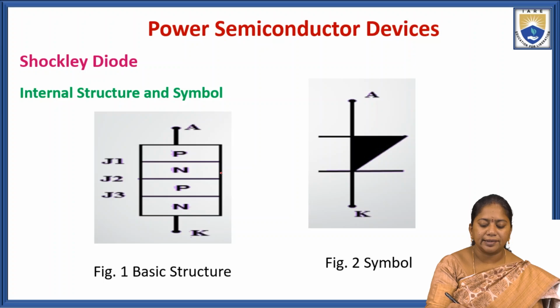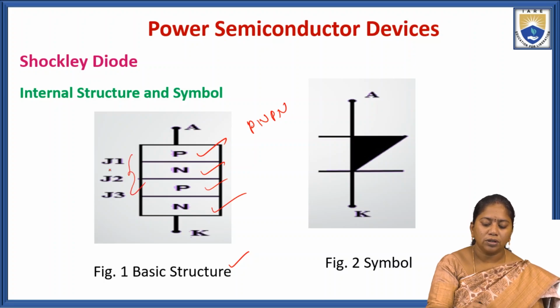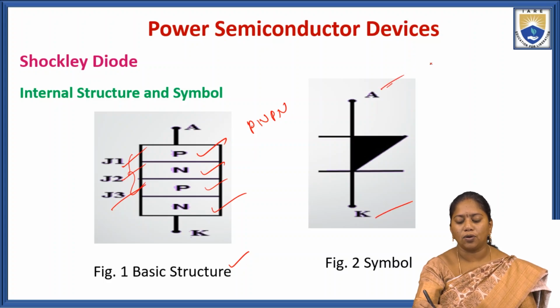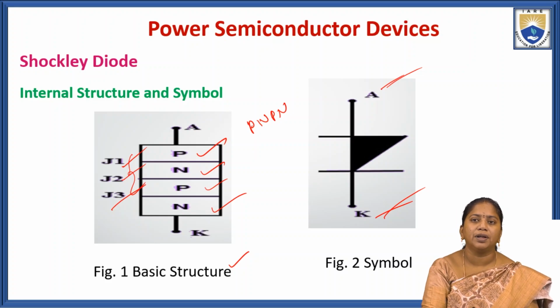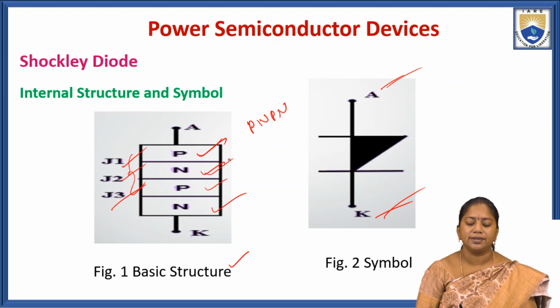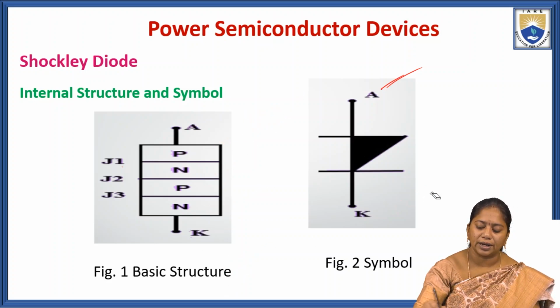This is the basic internal structure of the Shockley diode, also known as the PNPN diode. It has P-type, N-type, P-type, N-type layers. So here we have 3 junctions: junction 1, junction 2 and junction 3. This is the symbol, with anode and cathode. It has 4 layers, 2 P layers and 2 N layers. It is a 4-layer semiconductor device, and also the first semiconductor device.